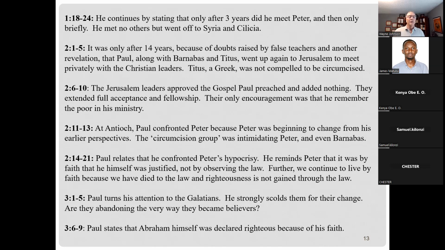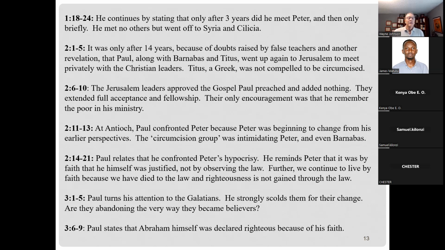In the end of chapter 1, the last paragraph. So Paul continues. So I use the word continue to make it clear that what's been going on before is continuing even in this paragraph by stating that only after 3 years did he meet Peter, and then only briefly. He met no others, but went off to Syria and Cilicia. So again, making the point that his gospel is not of human origin.